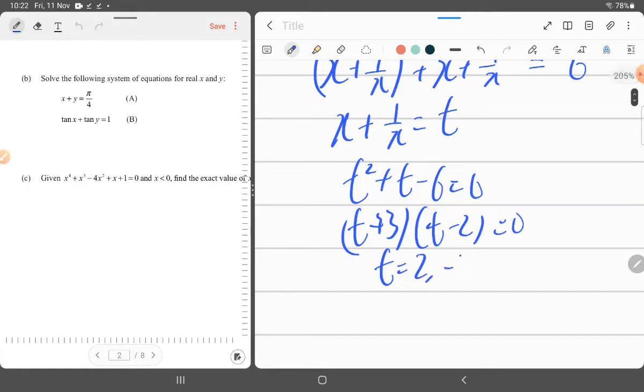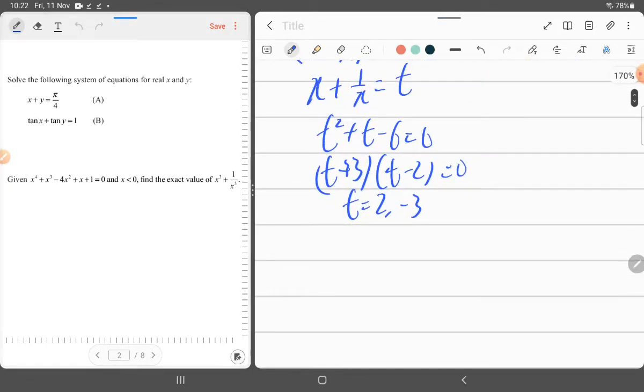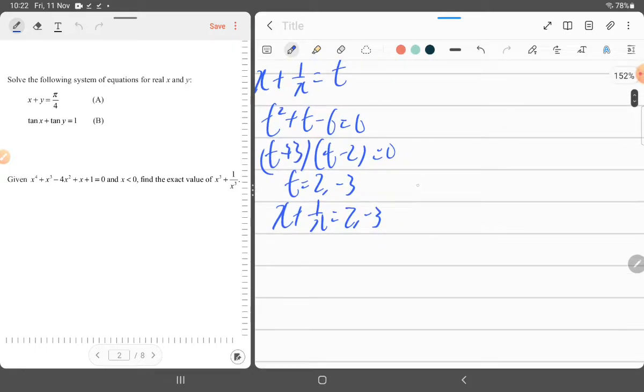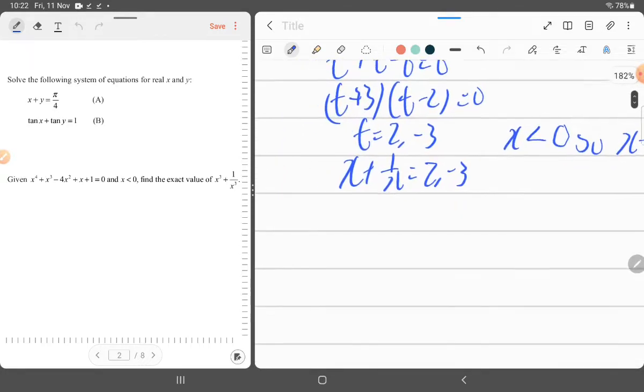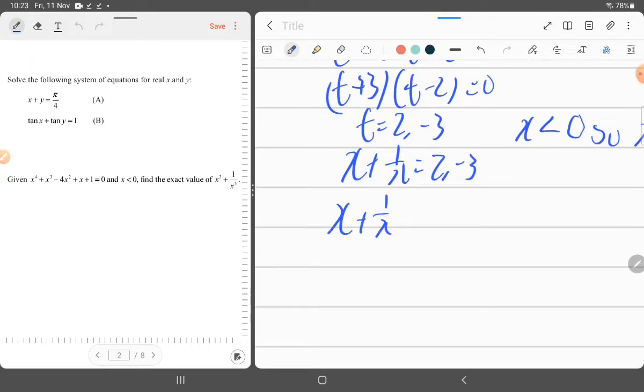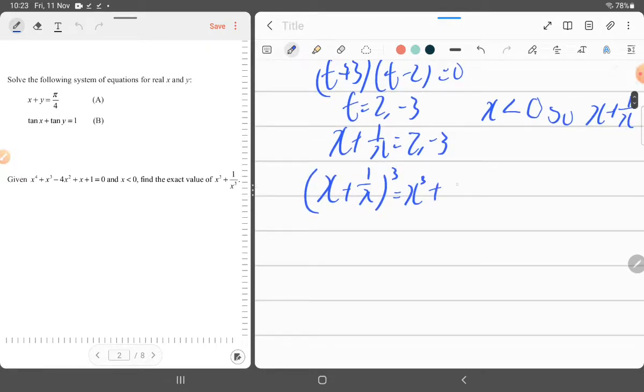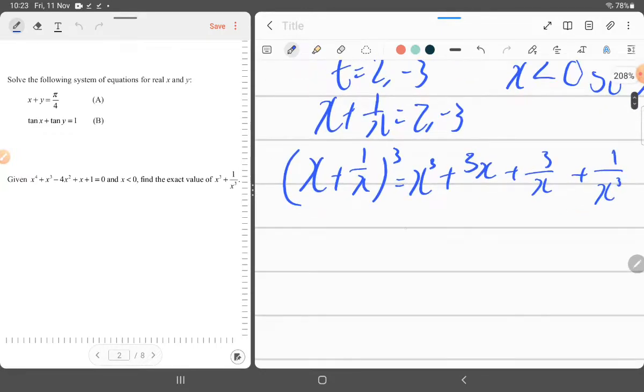t is equal to negative 3, but then x plus 1 over x is equal to negative 3, but x is less than 0, so x plus 1 over x is equal to negative 3. Then if we go x plus 1 over x cubed is equal to x cubed plus 3x plus 3 over x plus 1 over x cubed, which is equal to x cubed plus 1 over x cubed plus 3.